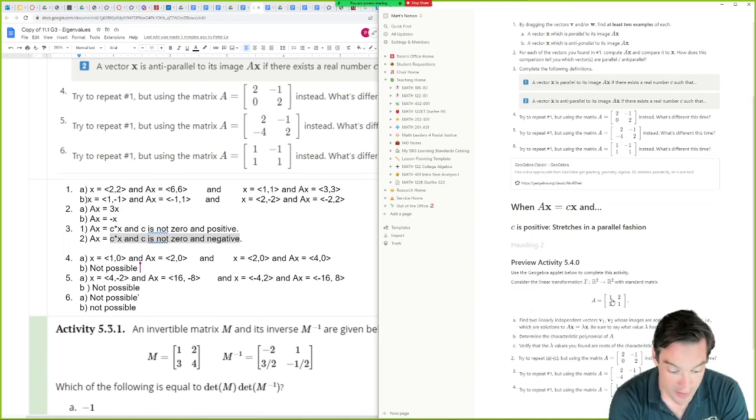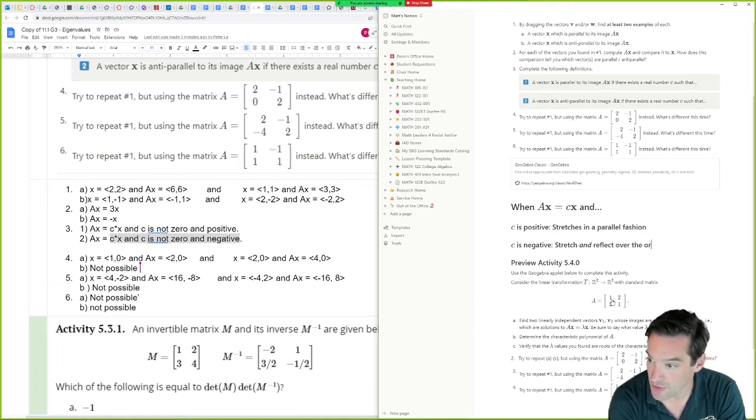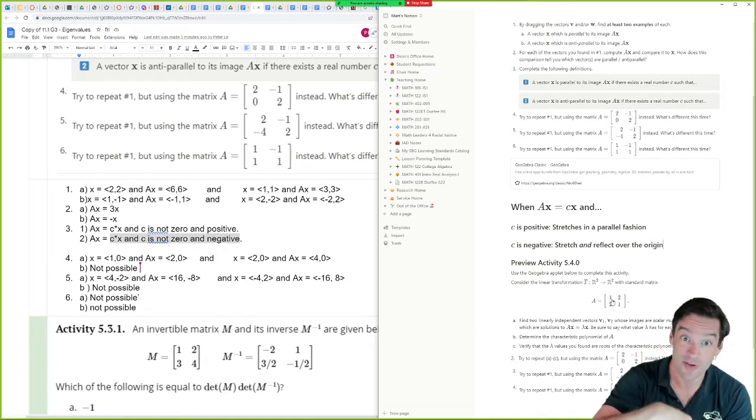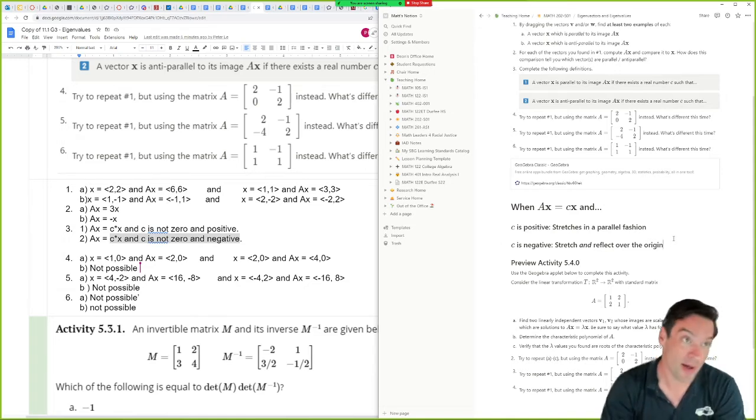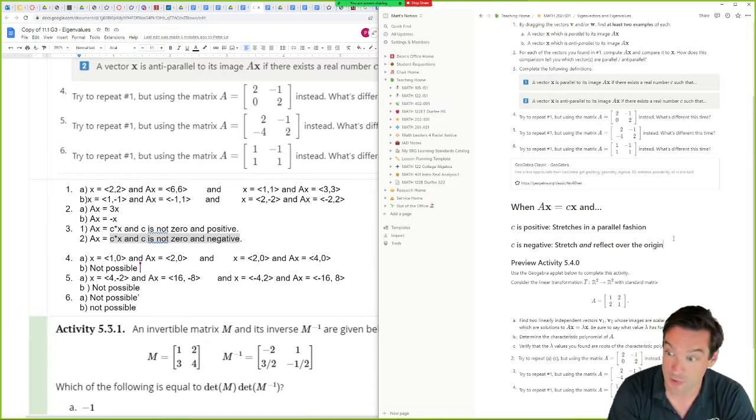And then likewise, if c is a negative real number, not only do we stretch it, but we also reflect it. Reflect over the origin, right? Because that's what happens when you multiply a vector by a negative scalar, right? It flips its direction to exactly the opposite of the direction that it used to have. And then it might also get stretched or shrunk in its length. Its magnitude might change, but its direction is exactly opposite of what its original direction was.